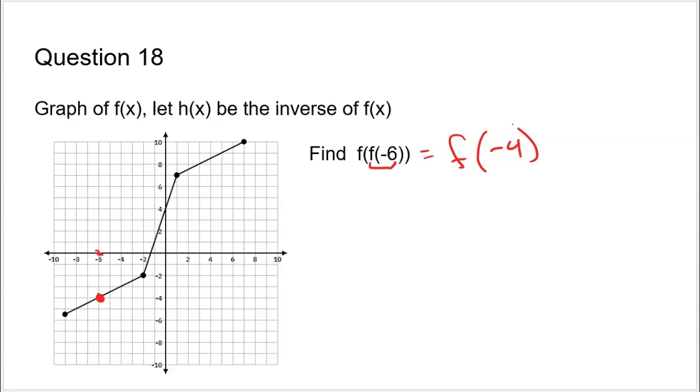All right, now we're going to take -4. We're going to plug it into f. Okay, well, let's do it. So here's -4, and the output for -4 is -3. Done. There's my final answer of -3.